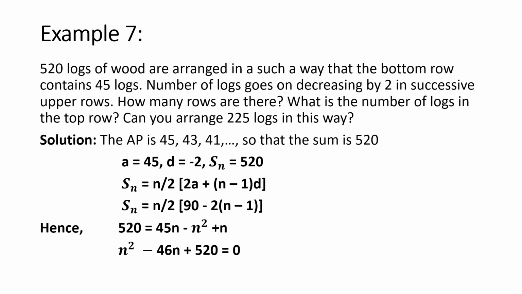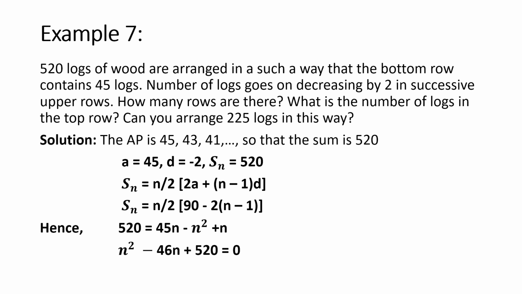Next example. 520 logs of wood are arranged in such a way that the bottom row contains 45 logs. Number of logs goes on decreasing by 2 in successive upper rows. How many rows are there? What is the number of logs in the top row? And can you arrange 225 logs in the similar way?